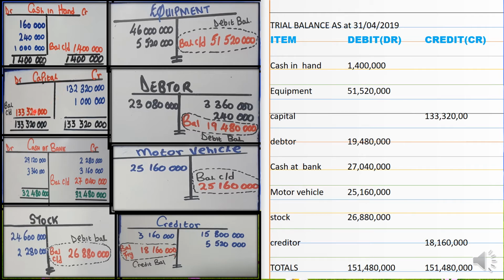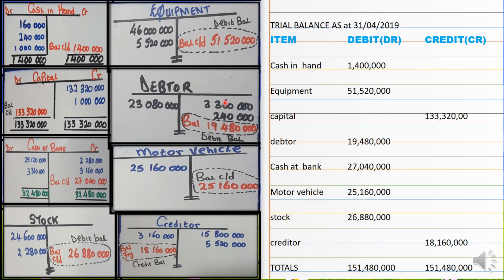Then we go to the next account, which is our capital. Capital, where is the balance? This is a credit balance. So when the balance is on this side, we said it is going to be a credit balance. So this particular account, when you shall open this account the following year, we have said is a credit balance, so it shall appear here.